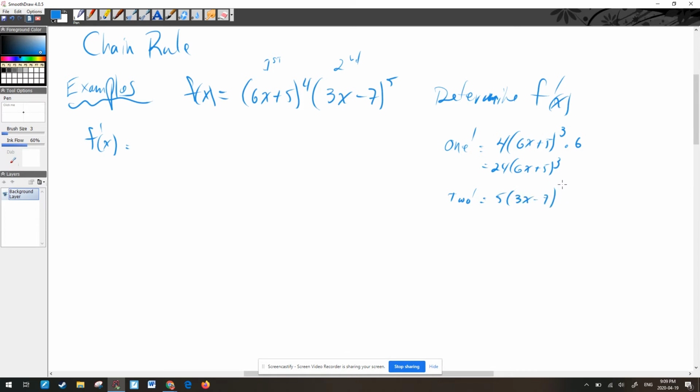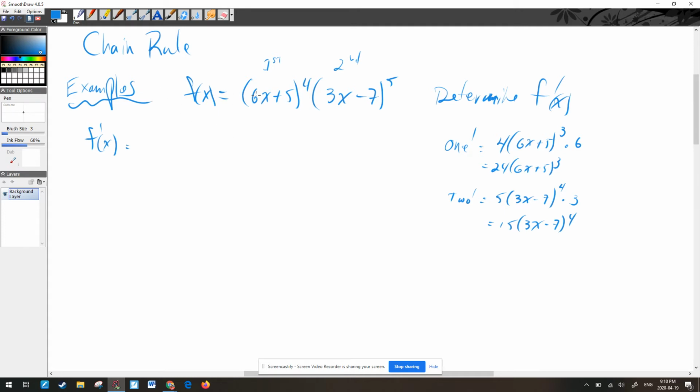3x minus 7, I'm going to decrement that by 1, takes me to the 4th, multiply by the derivative of the brackets, which is 3. So that is 15, 3x minus 7 to the 4th. Now, we're probably proficient enough. We don't need to do that anymore. But if you want to do it off to the side to keep things cleaner, have at it.